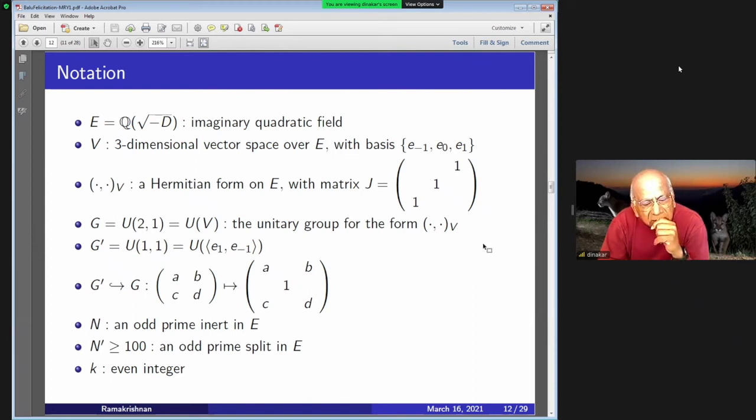Now, let's say for simplicity, n is an odd prime inert in E. You can easily extend it to square free, but let's say for simplicity, it's an odd prime that's inert in E. Then n prime, let's say, is some large enough odd prime that is split in E. So n is going to be the level of the form on U21, and n prime will be the level of the form on U11. And then you pick k as an even integer.